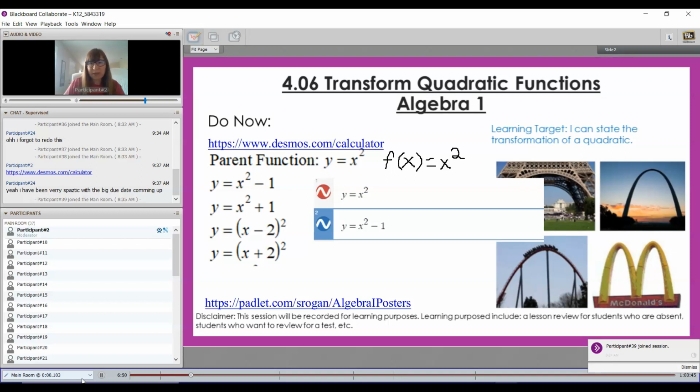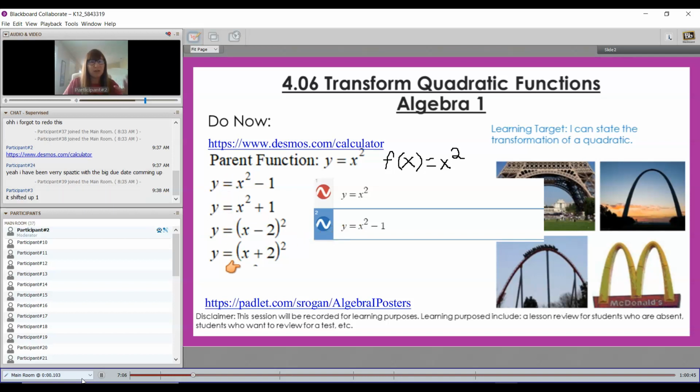All right, so this is what you have. Right, so this is my parent function. I'm just going to leave this one the whole time, but I'm going to change this one. We're going to go through individually and do each one of these. So I want you to tell me what happened. The minus 1. So we're doing this one first. Minus 1. If you subtract 1 and it's at the end of the function there, what happened?